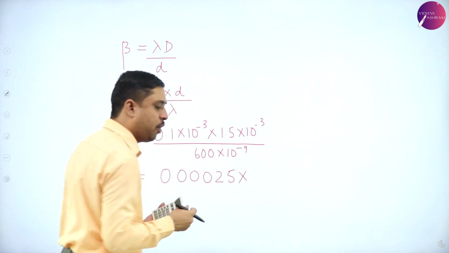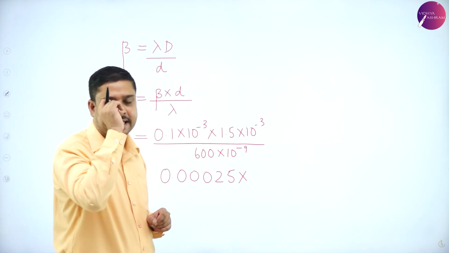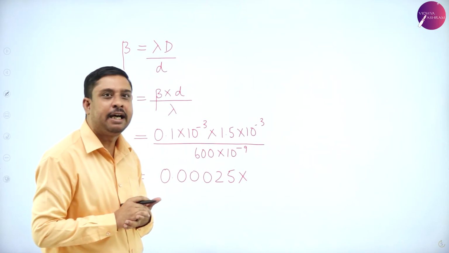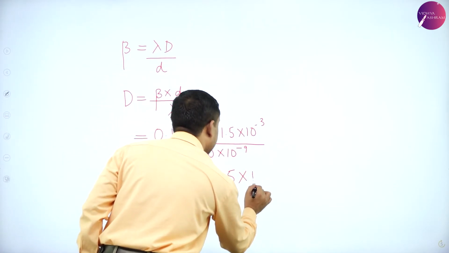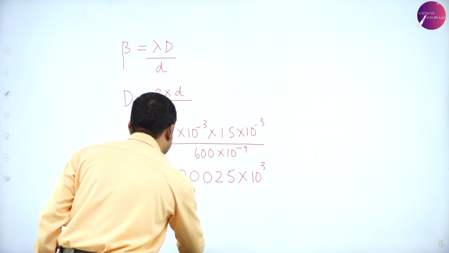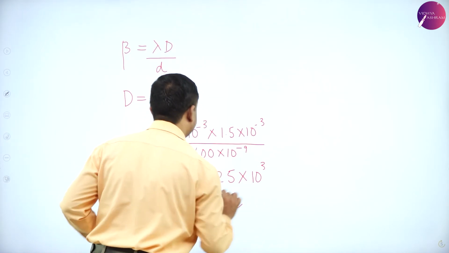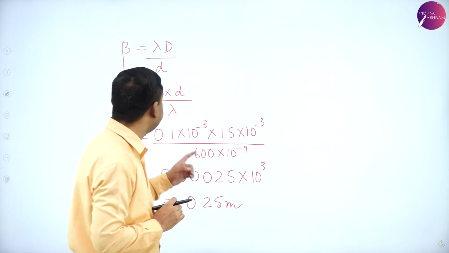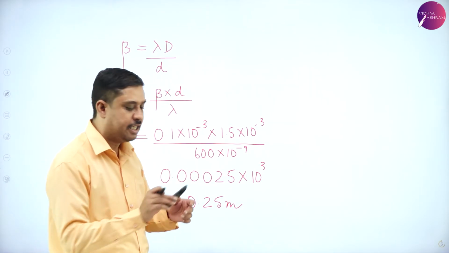So this is 0.00025 into 10 power, minus 3 is minus 6, minus 9 goes to the numerator, it is plus 9. So 9 minus 6 is 3. So the answer is 0.25 meters. So the distance between the screen and the slits is 0.25 meters.